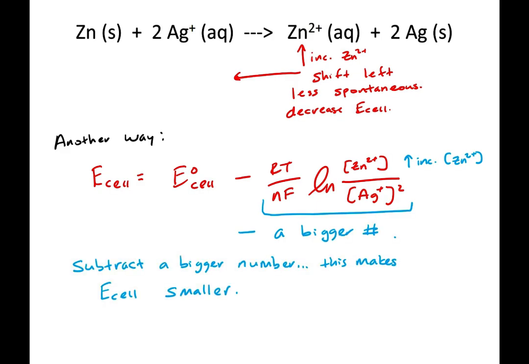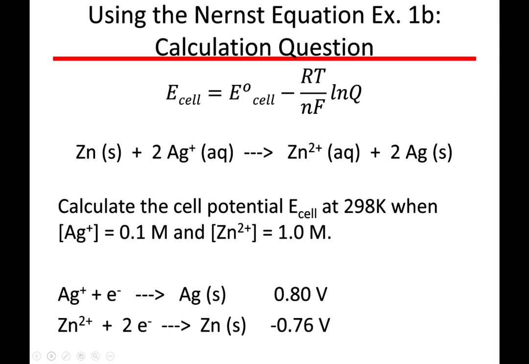And so if you subtract a bigger number from E naught cell, that will make E cell smaller. So that's another way that you can arrive at the answer, from using the Nernst equation, or you could also arrive at the answer from thinking about Le Chatelier's principle. Let's now do a calculation.